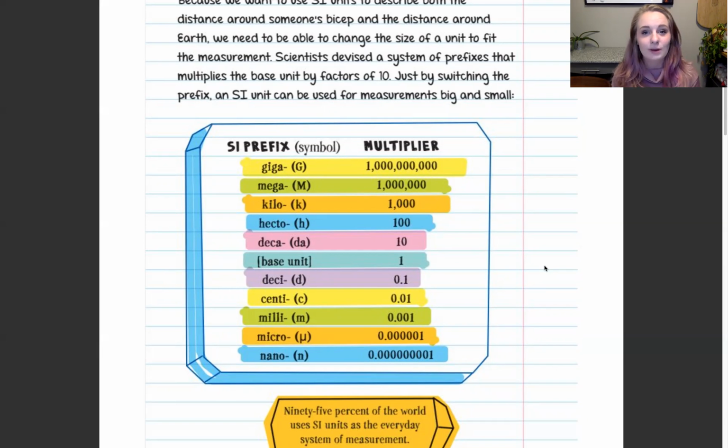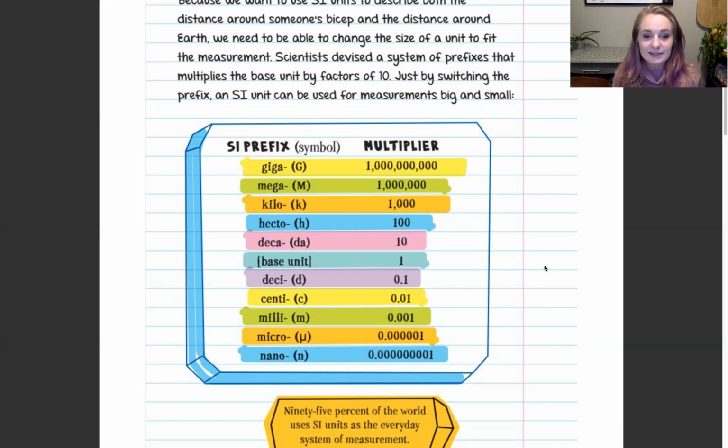If we put the word kilo in front of meter, kilometer is 1,000 meters. Or if we put the word mega, it would be megameters, which is 1,000,000 meters, and gigameter, which is 1,000,000,000 meters. And if we go down from there, a decimeter would be 0.1, or there would be 10 decimeters in a meter, 100 centimeters in a meter, 1,000 millimeters in a meter, and 1,000,000 micrometers in a meter, and 1,000,000,000 nanometers in a meter.